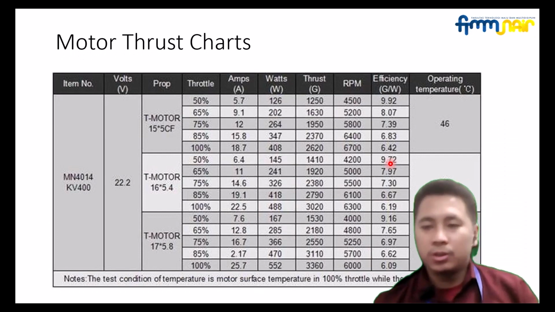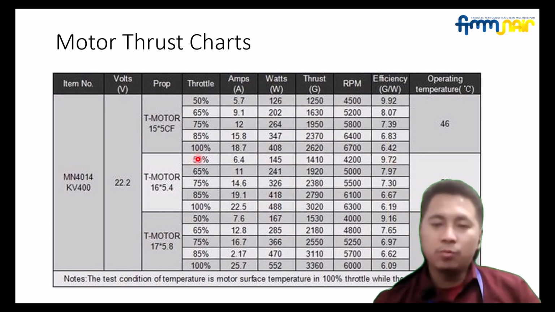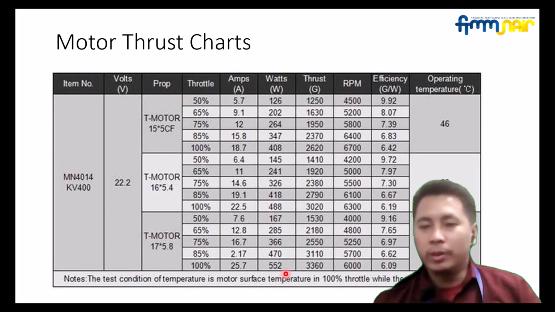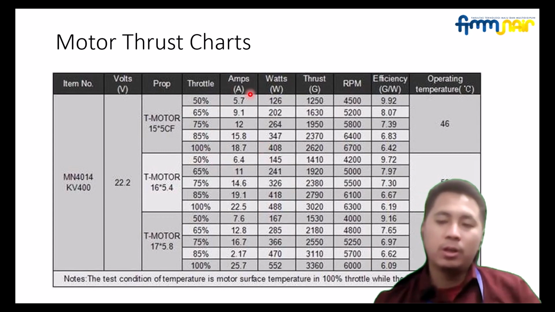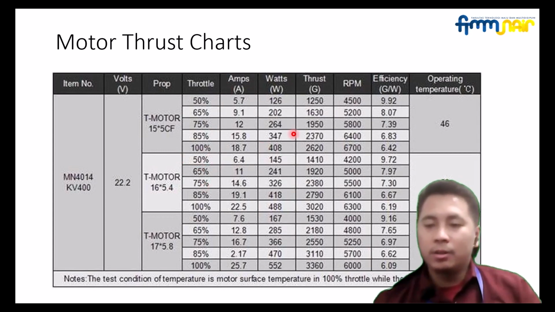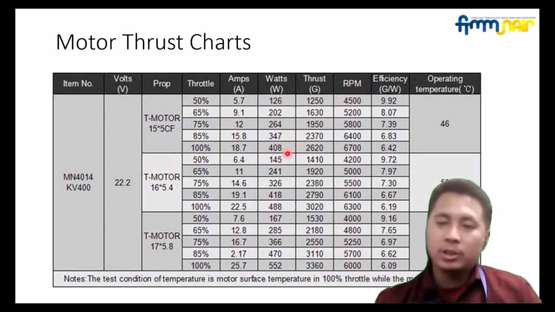And this is the motor thrust table. This is very important when you are designing a multicopter. You will take a look at this because it will give you the ampere information. It will be very useful when you are deciding what kind of battery to use, and when you are deciding the maximum takeoff weight of the multicopter.